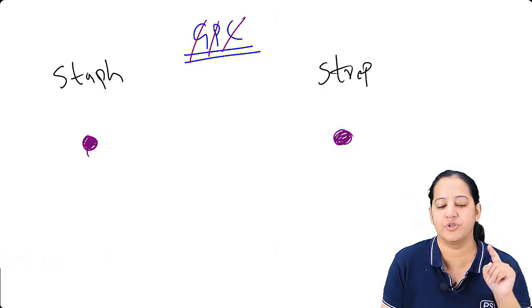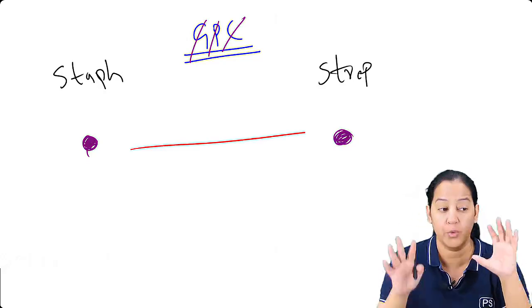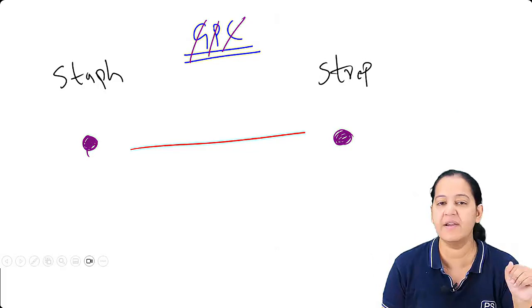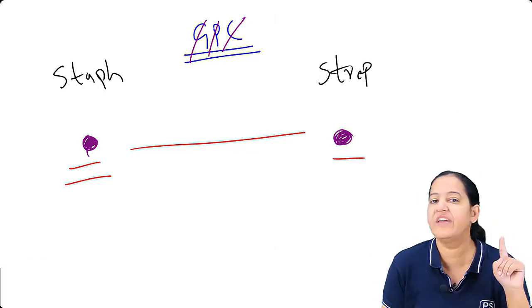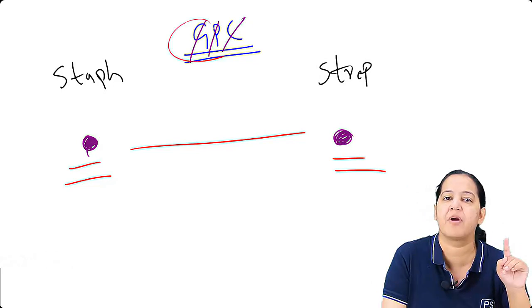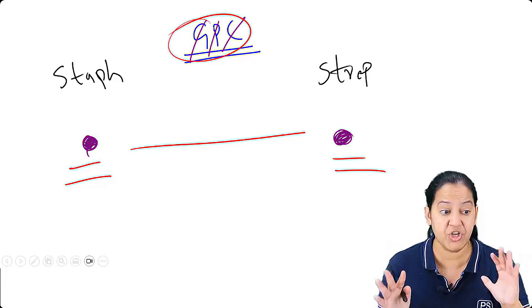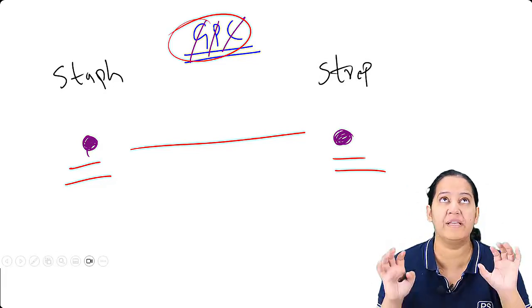My first question to you: how to differentiate the two? Looking at the diagram, is there any difference? No. This is also violet. This is also a sphere, because both of them are gram positive cocci. How to differentiate the two based on the diagram?